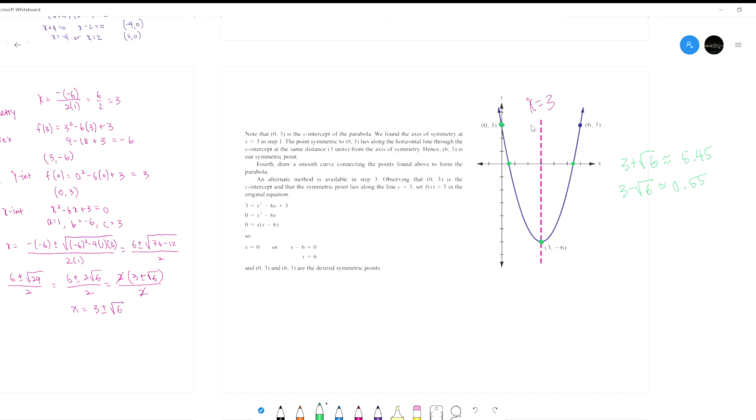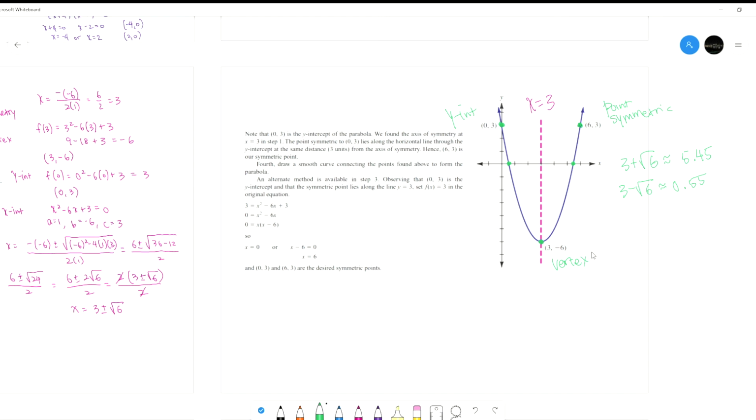The point symmetric in this case will be the point symmetric to the y-intercept, right? So how many units away from the axis of symmetry is the 0, 3? It is 1, 2, 3 units away, right? So I'm going to count 3 units to the right, and I'll get 6, 3 as the point symmetric, or the symmetric point. You can call it either. Okay, so this is the y-intercept, and this was the vertex.